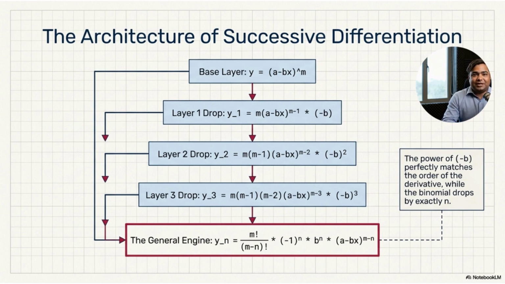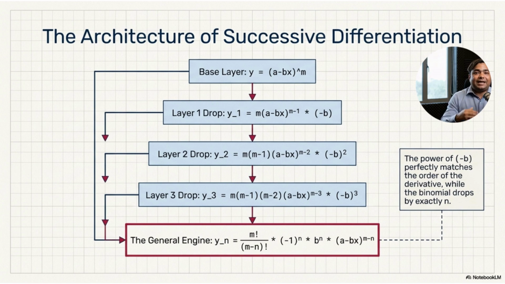The important point here is not only the formula, the important point is the pattern. Each time we differentiate, three things happen. First, the current power comes down. Second, the exponent decreases by 1. Third, another factor of negative b appears because of the chain rule.